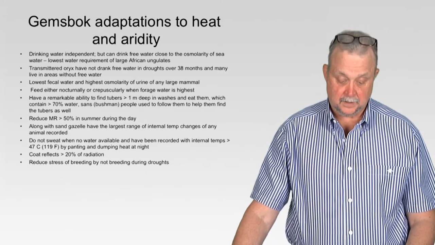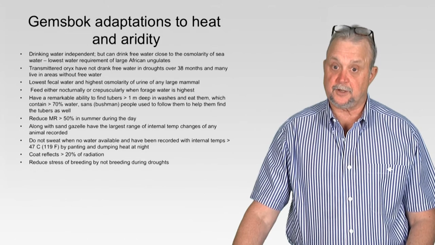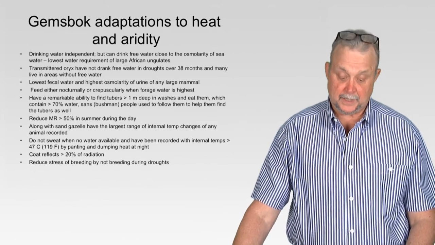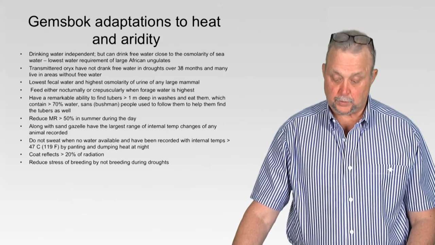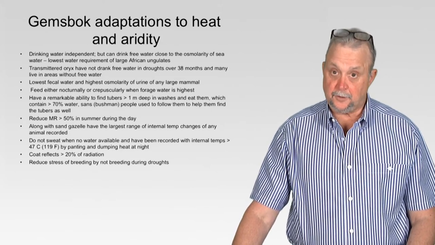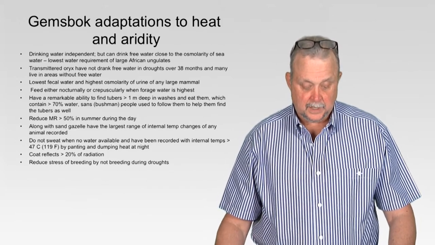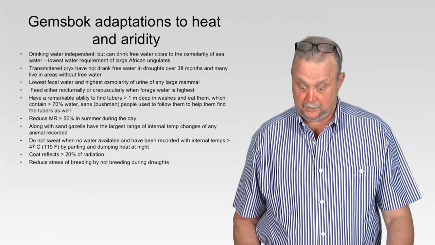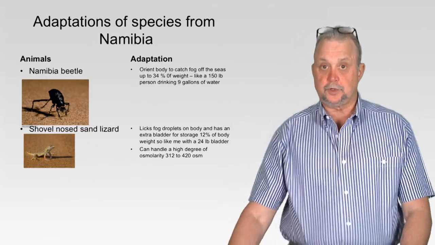We've already seen that. Along with the sand gazelle, they have the largest range of internal temperatures, again up to 119. They don't sweat when no water is available. Their coat reflects greater than 20% of the radiation, and they reduce the stress of breeding by just skipping it during drought. Some other really cool species.